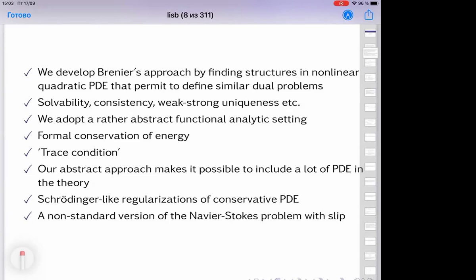And also at the end, I will speak a little bit about some raw, unpublished stuff, which is just how this approach leads to some Schrodinger problems. So starting from any PDE, you can get a Schrodinger problem for it. Of course, this has nothing to do with stochastics. It's just playing with the operators, and you will see how it works. In particular, if you start from the Euler, you get some non-standard version of Navier-Stokes, which is a little bit different.